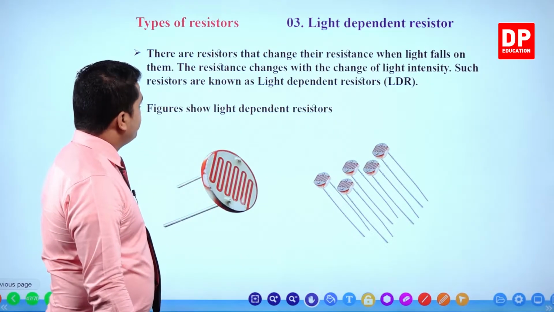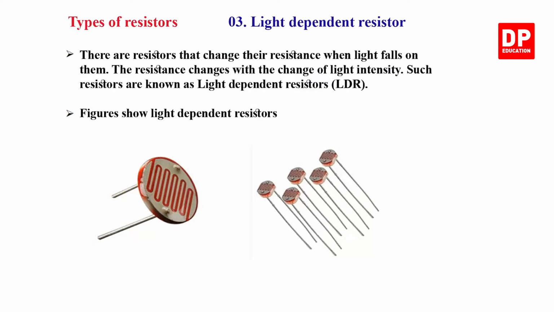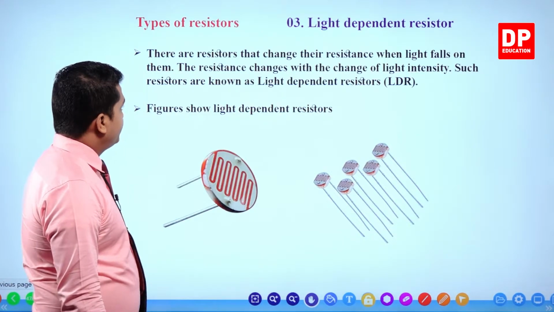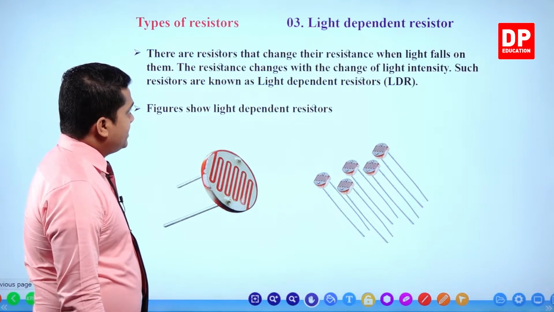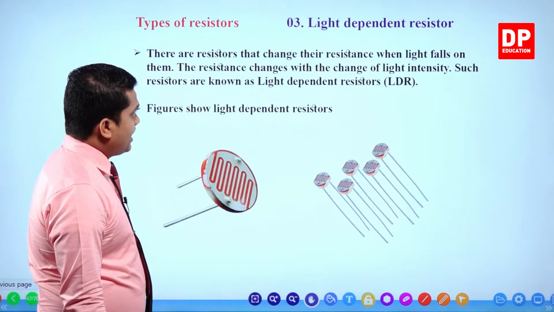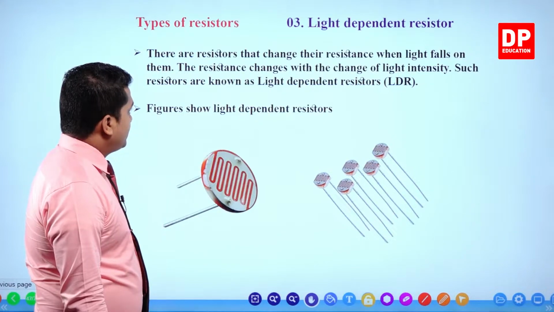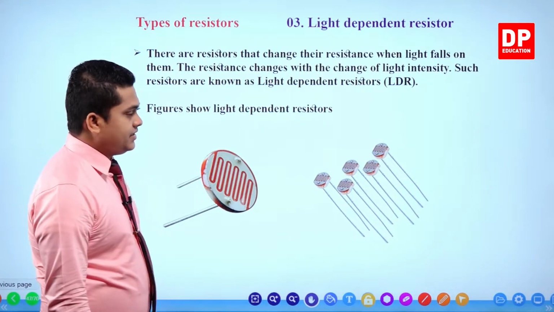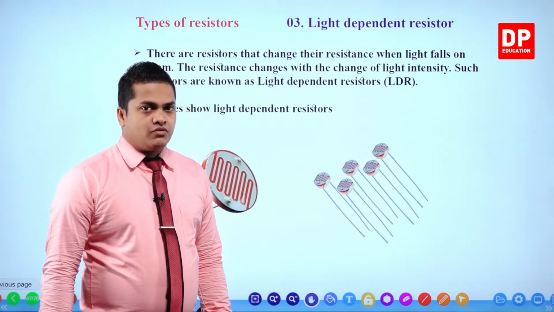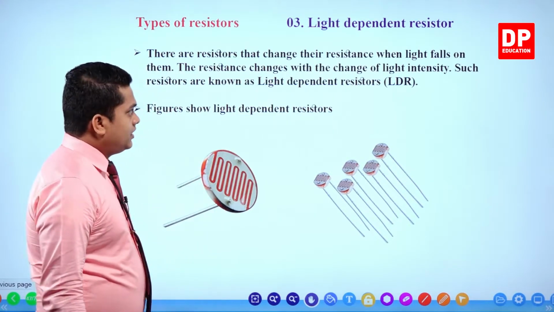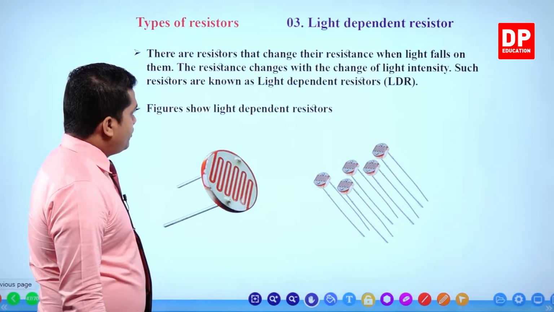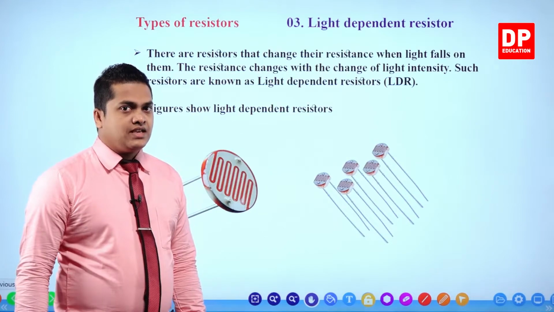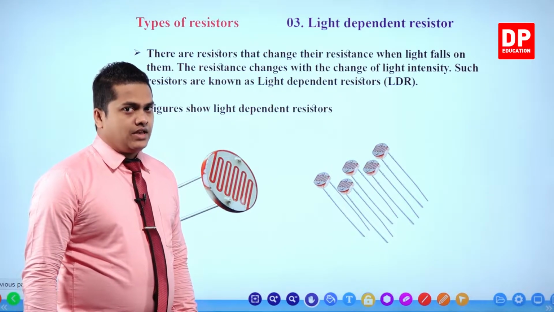So here we'll be studying the types of resistors. Under that, the third one, the light dependent resistor. There are resistors that can change their resistance when light falls on them. The resistance changes with the change of light intensity. Intensity means the amount of light. Such resistors are known as light dependent resistors, or LDR.